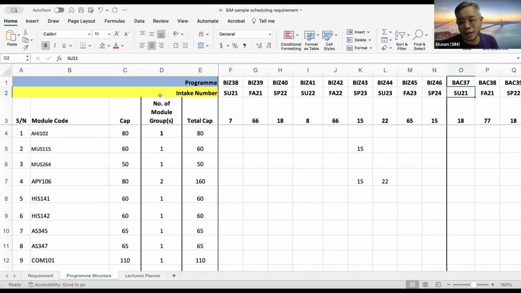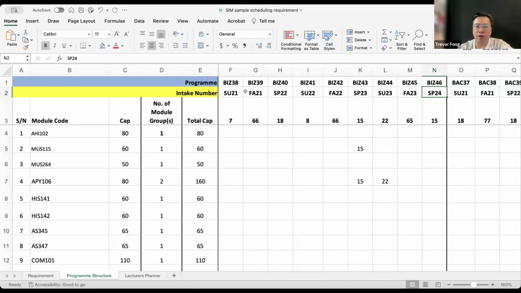So SU21 basically is summer. So if you look left to right, it is summer 21, fall 21, spring 22, summer 22, fall 22. So these are all individual intakes in the year. And then after that, BIZ is the program. So BIZ 38 means it is the intake for summer 21. Then BIZ 34 is that program's intake for fall 21. So all these individual columns are individual groups of students for their respective program.